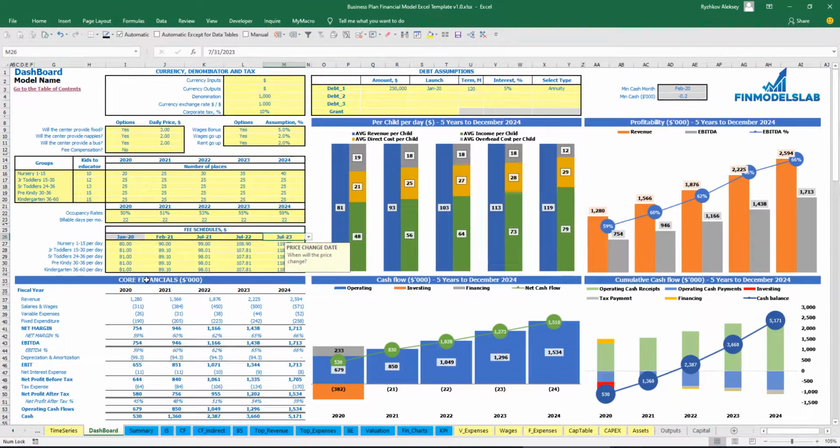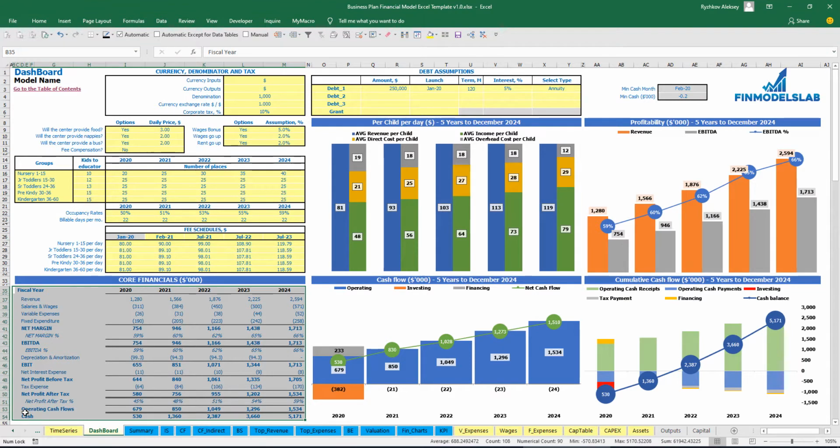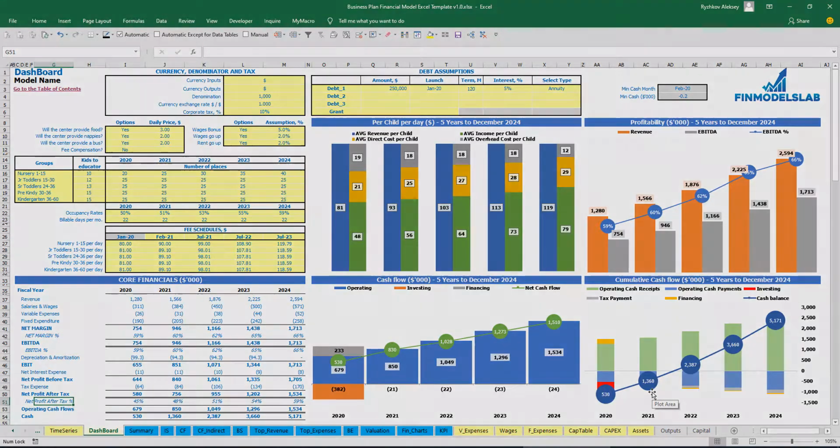Once you set up all the dashboard assumptions, your variable expenses, wages, fixed expenses and CAPEX line items, you may see your core financials related to the revenue, EBITDA, net profit, operating cash flow and cash, and see these KPIs on the charts on the dashboard.